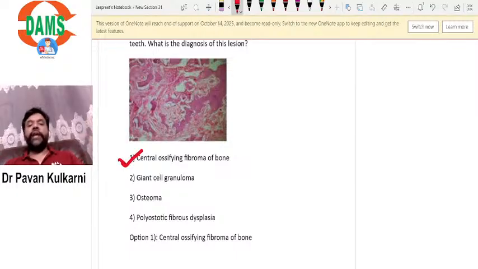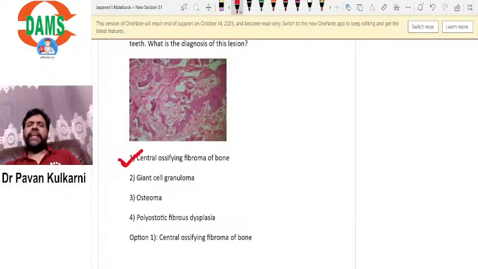You have to differentiate between the ossifying fibroma and fibrous dysplasia. Why? Because fibrous dysplasia is typically a developmental condition. However, central ossifying fibroma is a true neoplasm. It's a benign neoplasm where you will see the mixed radiolucent radiopacity in the course of progress. As the lesion progresses, it becomes completely opaque.